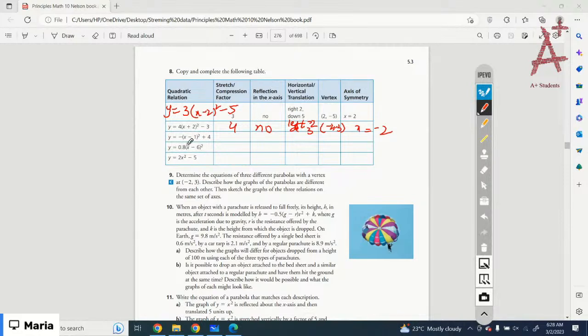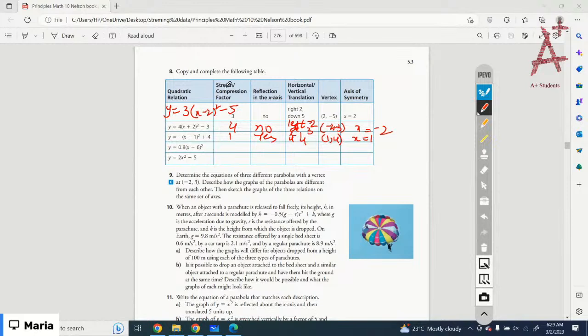Got it? Okay, for this one, stretch or compression is 1 and it is reflected because here you have the negative value of A. So yes, it is reflected. Got it? Now the horizontal and vertical translation is negative 1 and positive 4. So it would be 1 unit and 4 is positive, so it is up 4 units. Got it? The vertex is 1 and 4 and the axis of symmetry is x equals 1. Got it?